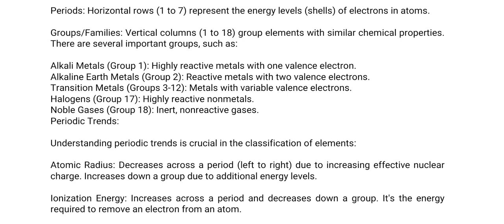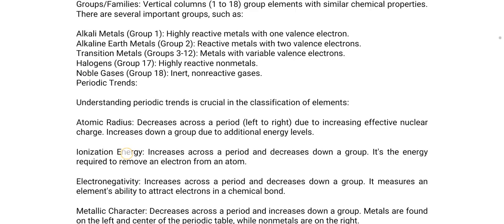Once again, I'm going to repeat. Atomic radius decreases across a period, left to right, due to increasing effective nuclear charge. Increasing down a group due to additional energy levels. The ionization energy increases across a period and decreases down a group. It is the energy required to remove an electron from an atom.